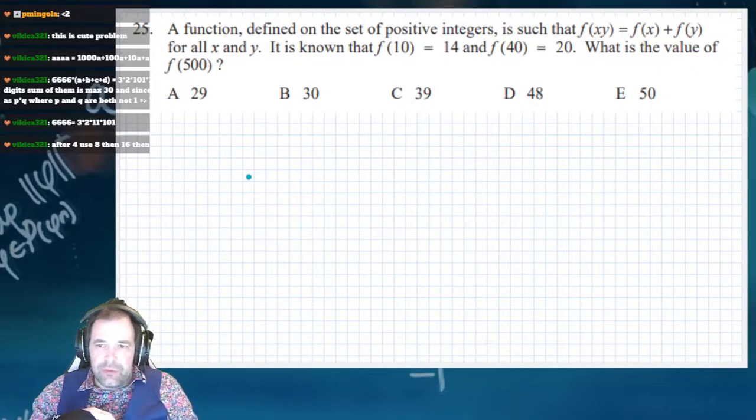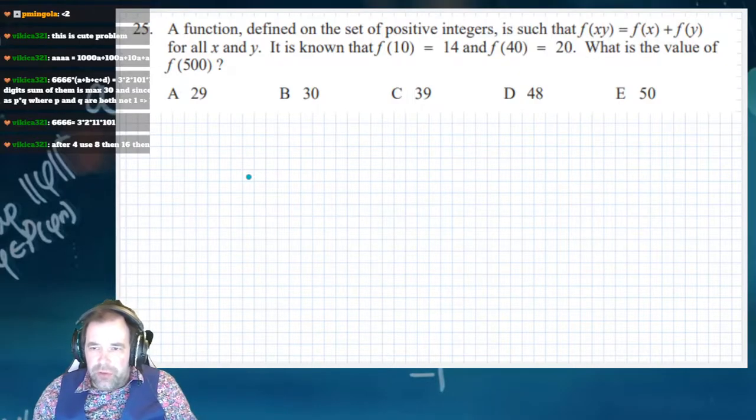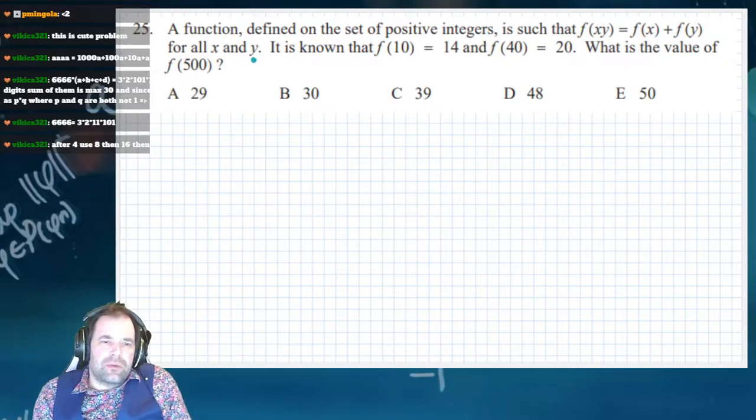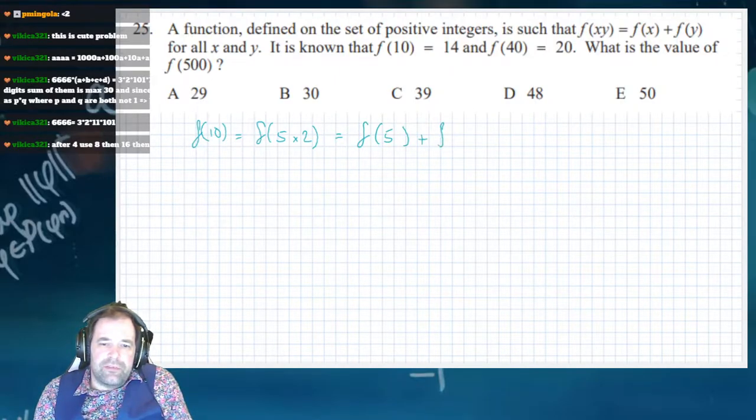f of x multiplied by y is the same as f of x plus f of y for all x and y. It's known f of 10 is 14 and f of 40 is 20. So x and y have to be positive integers. What is the value of f of 500? We can say that f of 10 is the same as saying f of 5 times 2, which means that f of 5 plus f of 2 also equals 14.